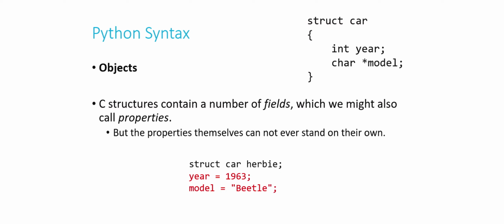But I could never say this. This is not valid in C, at least with what we have here, because year and model don't just kind of hang out on their own. They're part of what it means to be a struct car. So we always have to associate them with a struct car. So that would not fly. So that's sort of the analogy of object properties to C structure fields.